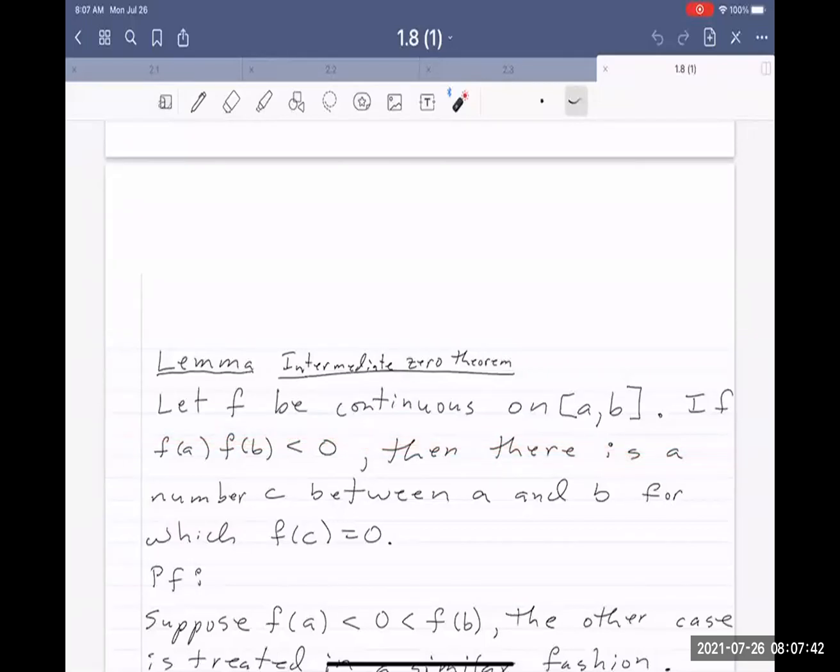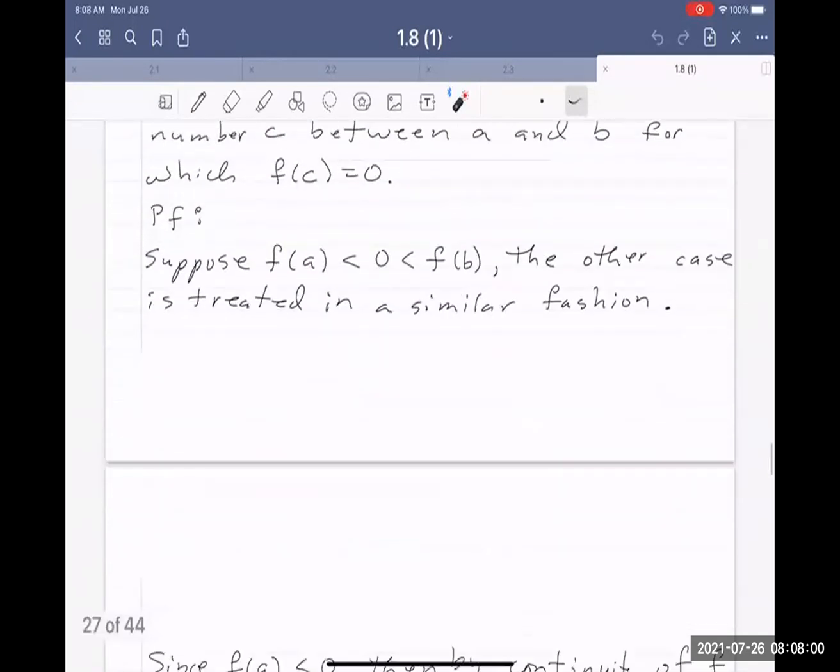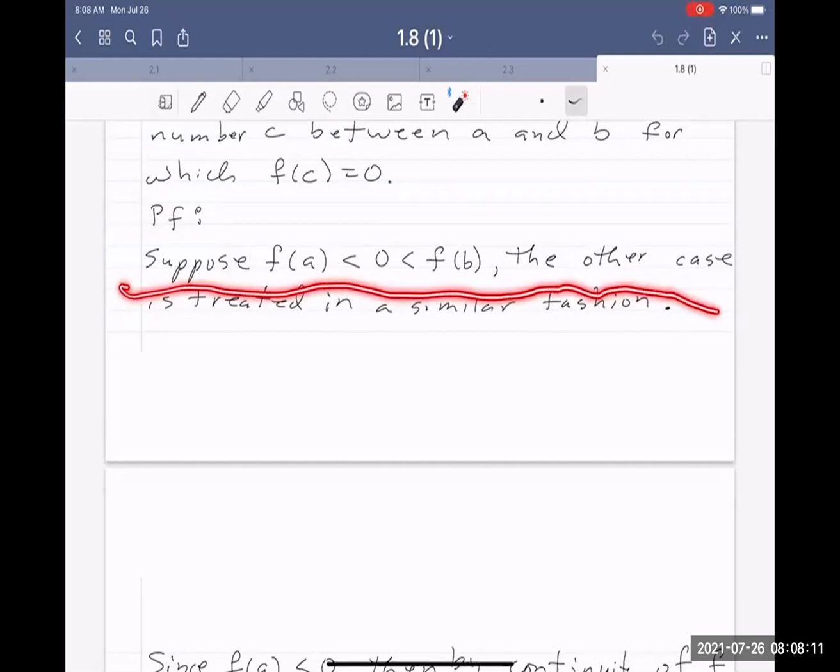Let f be continuous on the closed interval from A to B. If f of A times f of B is less than 0, then there is a number C between A and B for which f of C is equal to 0. First, let's suppose that f of A is less than 0, less than f of B. The other case is treated in a similar fashion. Just interchange A and B in the argument.